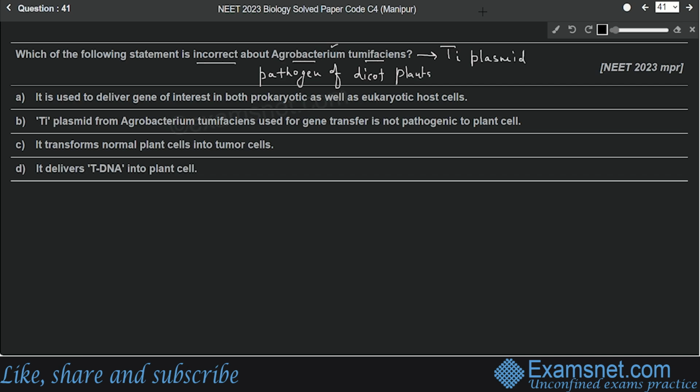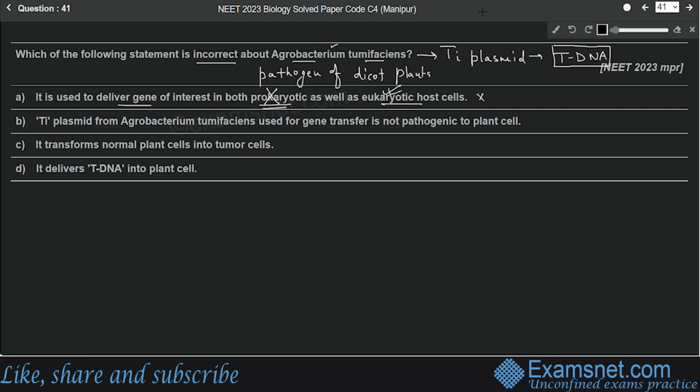Now what happens during the process of genetic engineering? A small portion of this Ti plasmid, that is known as tDNA, is taken from it and it is inserted into the plant cell. Okay, so it is used to deliver the gene of interest into the plant cell in this way, right? Now let's see the options. The first option says it is used to deliver gene of interest in both prokaryotic as well as eukaryotic host cell. So it is used in case of plant cell which are eukaryotic host cells, right? So it is not typically used for prokaryotic cells.